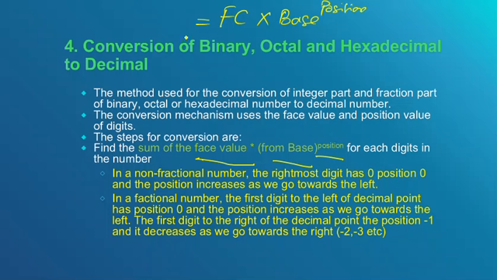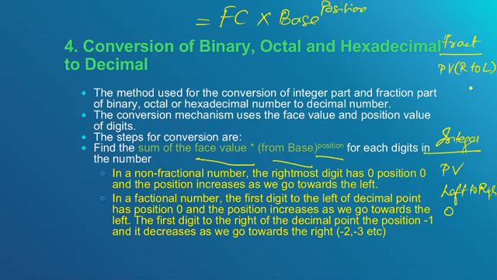So first thing, if it is a non-fractional part, the position value will be starting from right side to left side. If it is a fractional part, it will be starting from left side to right side. Simple. So non-fractional means, just keep it in mind, if that is integer parts, the position value will be from right to left, and it starts from 0. If it is a fractional part, the position value will start from left to right, and its starting value will be -1. So keep that in mind.